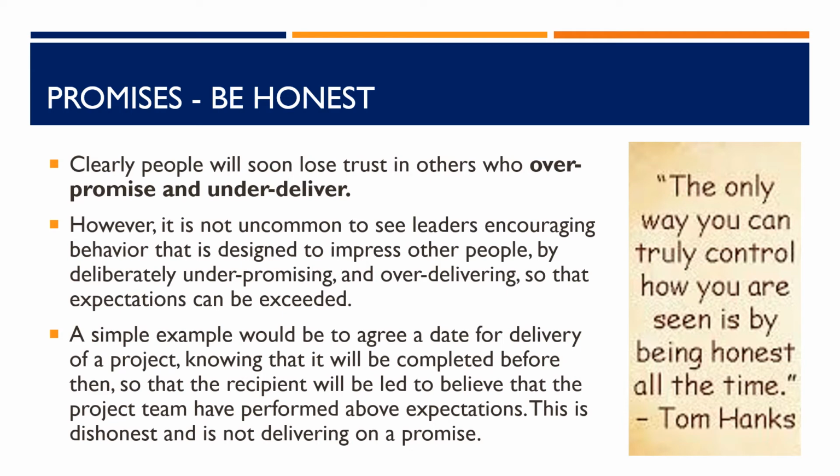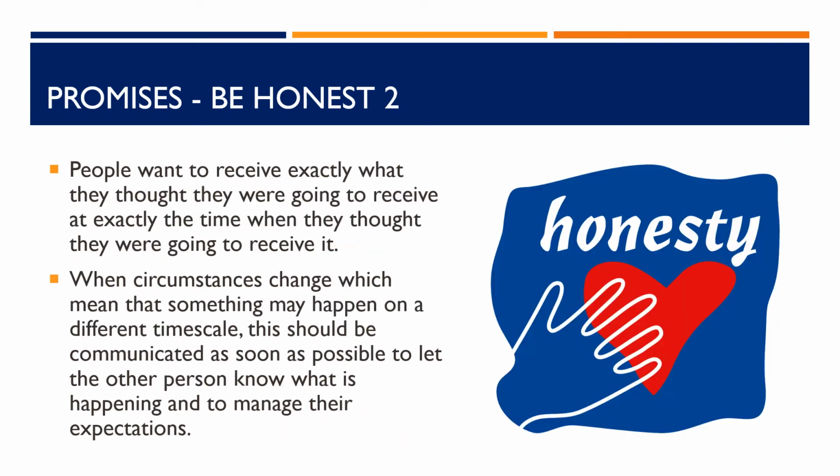A simple example would be to agree a date for delivery of a project, knowing that it will be completed before then, so that the recipient will be led to believe that the project team have performed above expectations. This is dishonest and is not delivering on a promise. People want to receive exactly what they thought they were going to receive, at exactly the time when they thought they were going to receive it. When circumstances change, which mean that something may happen on a different time scale, this should be communicated as soon as possible, to let the other person know what is happening, and to manage their expectations.